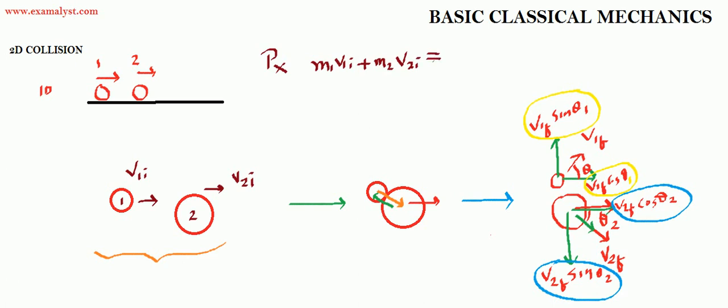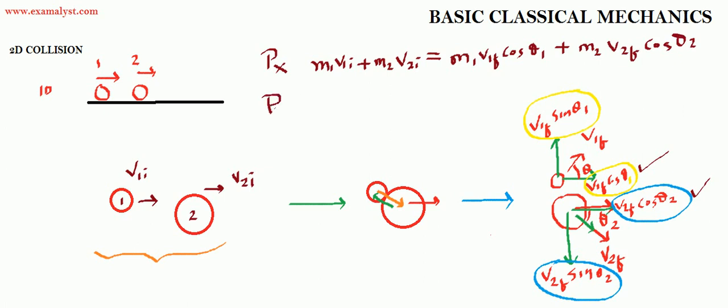Now after collision, since we have to consider only x-axis motion, this and this will be responsible. So what will be the equation now? The forward momentum after collision is m1 v1f cos theta 1. Agreed? It's very easy. And what is the forward momentum of the second ball after the collision? It is m2 v2f cos theta 2. It's as simple as that. So this is the conservation of momentum in the x direction.